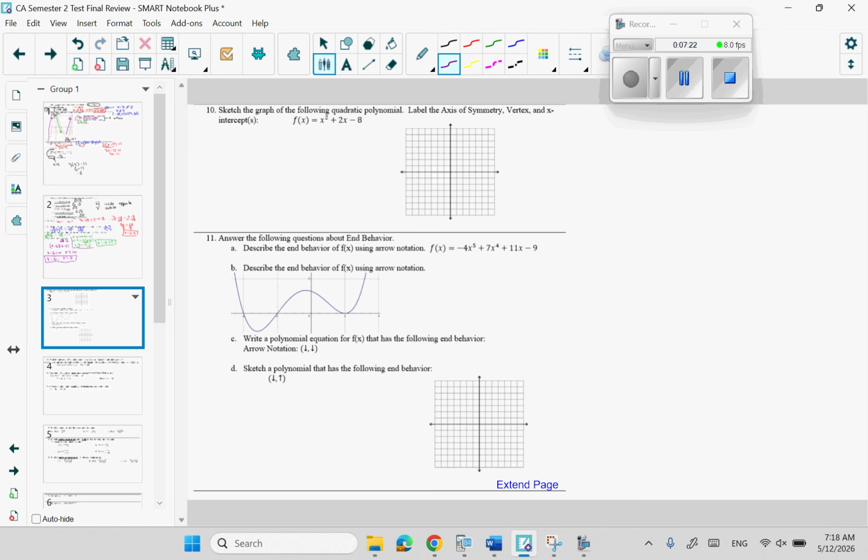Number 10, sketch the following quadratic polynomial. Label the axis of symmetry, vertex, and x-intercepts. X-intercepts I can do by factoring. So if you were to factor this, you would get x plus 4, x plus 2. So then you can set both of those equal to 0. So you get the coordinate negative 4, 0 and negative 2, 0.